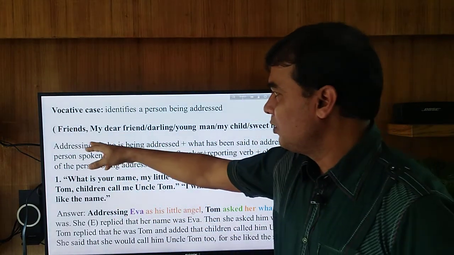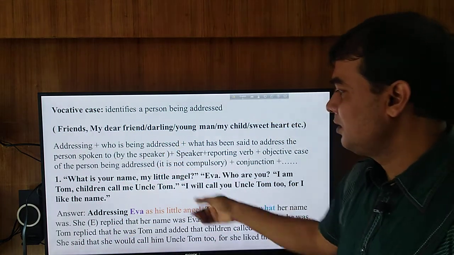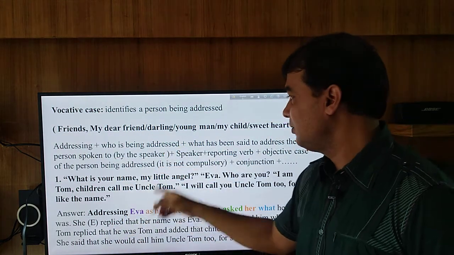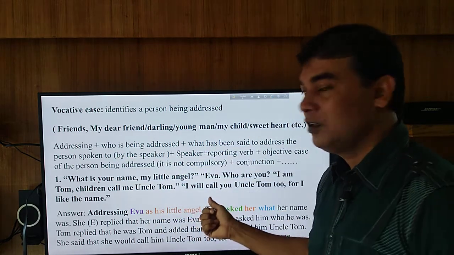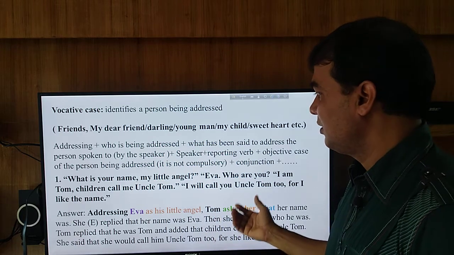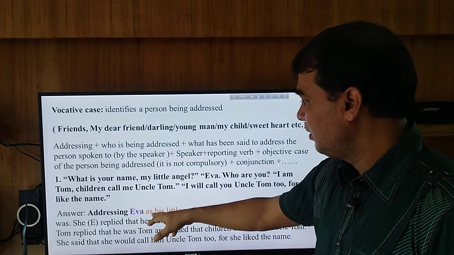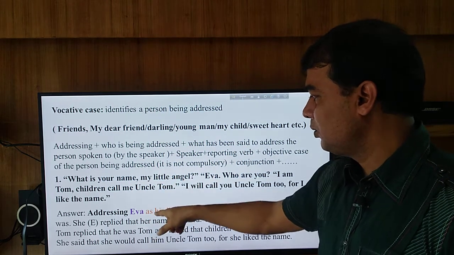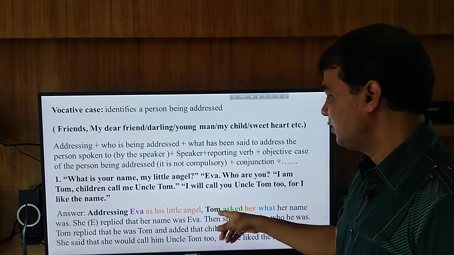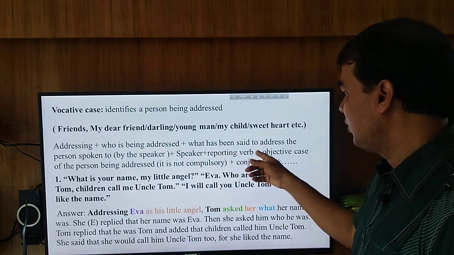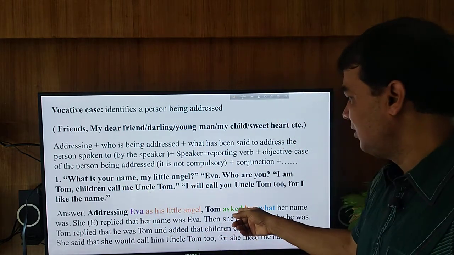First of all, you need to write addressing. Here you see addressing. Then who is being addressed? Eva is being addressed here. What has been said to address the person? I mean, what Tom says to Eva? My little angel. So we can write as his little angel. And then the speaker here is Tom. And then reporting verb, since this is an interrogative sentence, so we will write here asked.